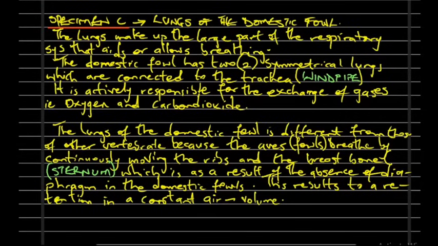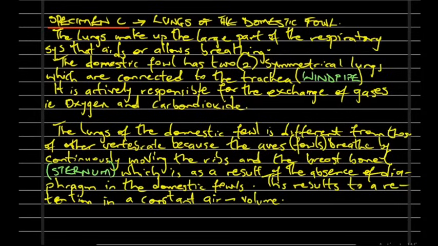It is with the diaphragm that other vertebrates are able to carry out continuous contraction and relaxation of the lungs. But for the domestic fowls, they do not possess the diaphragm. Hence, they make use of their ribs as well as the breastbone or the sternum to carry out continuous contraction and relaxation. And this brings about movement of the air into and out of the lungs. And that is how they carry out respiration in these organisms.